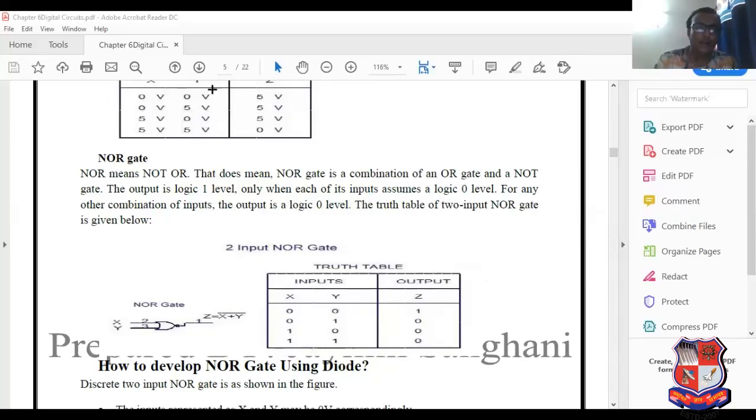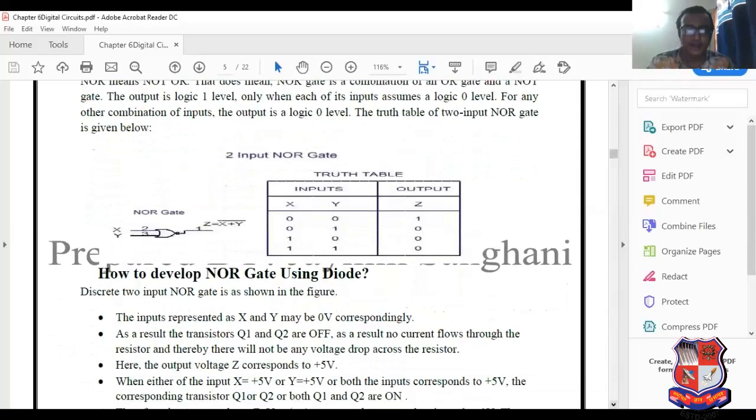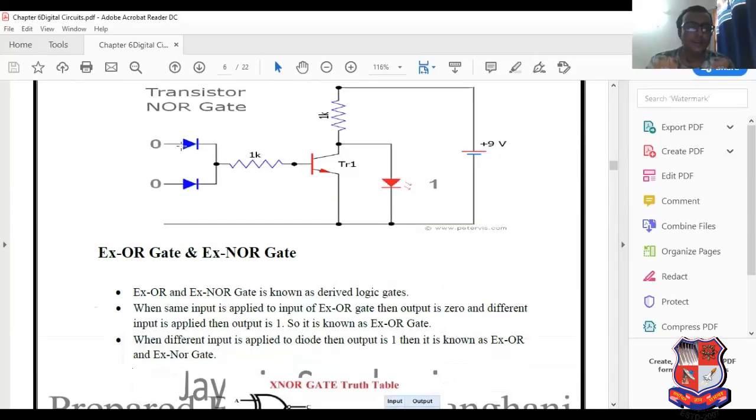Now, how to develop a NOR gate using diode? Simply reverse bias the diode. See this. Sorry, simply forward bias. In NAND gate it was reverse, here make it forward. Nothing else changes. So we are able to design the NOR gate.